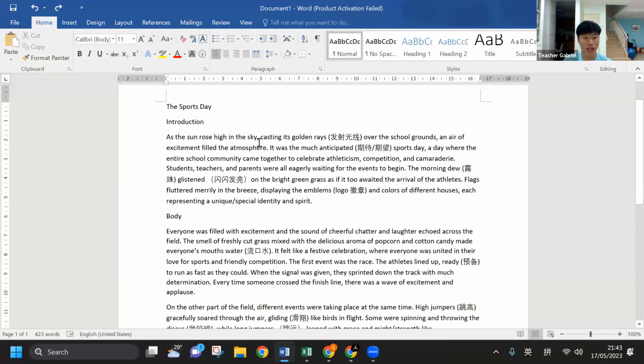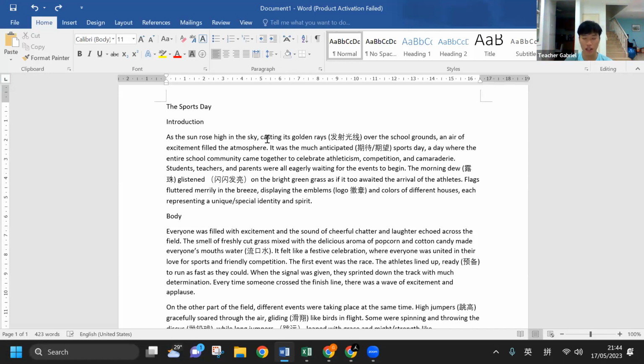Okay, so one of the ways how you write an essay is 你讲出来. So, as the sun rose high in the sky, 你看到你停了一下，你逗号一下. Okay, so as the sun rose high in the sky, then you hear that I think I should put a comma, 是一个 feeling 来的，我也是不能教你们这个 feeling 啦. Like 你们读书的时候你读出来 say out 啦. As the sun rose high in the sky, 你逗号, casting its golden rays over the school grounds, 再来逗号一个, an air of excitement filled the atmosphere, 句号.